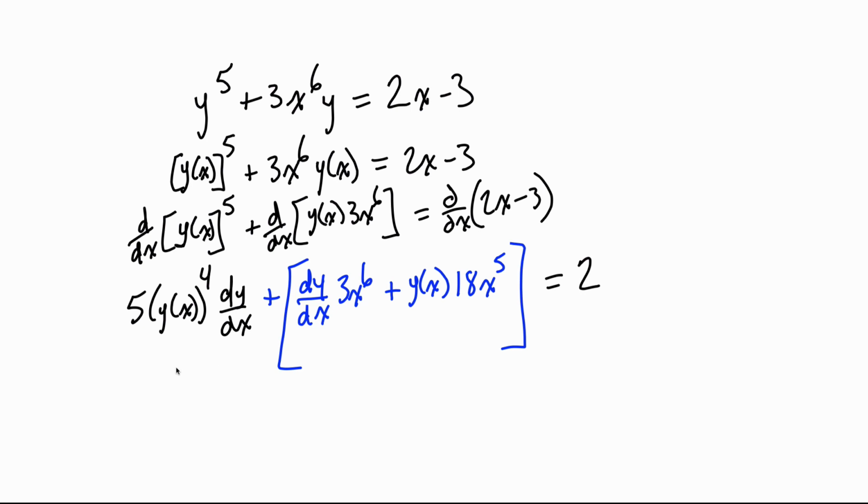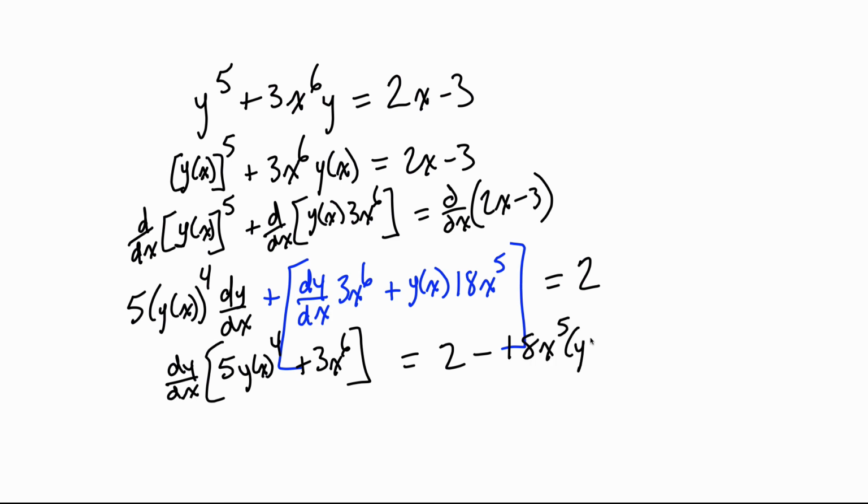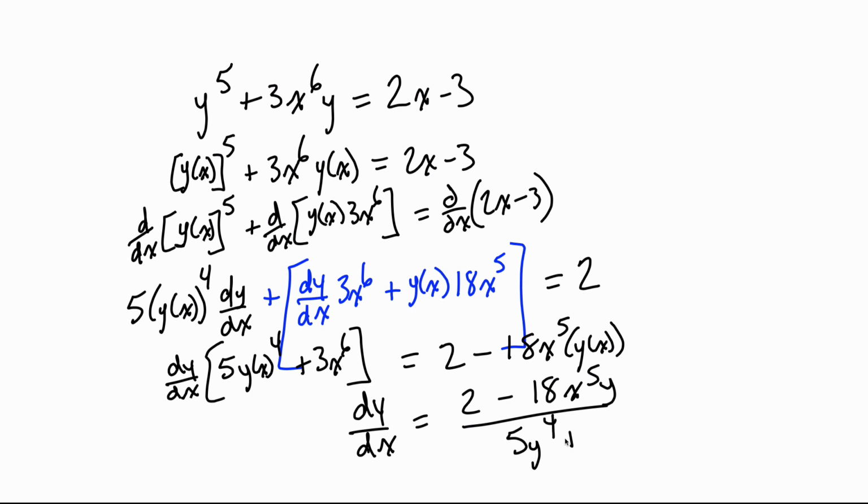So first we end up with dy by dx times 5y to the 4th plus 3x to the 6th, all equal to 2 minus 18x to the 5th times y of x. So our final answer, dy by dx is equal to 2 minus 18x to the 5th y, all over 5y to the 4th plus 3x to the 6th. You couldn't have done that with regular differentiation. We had to do it implicitly, but it's pretty straightforward. I hope you agree.